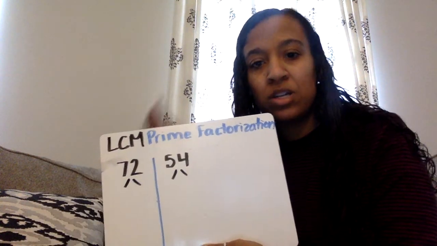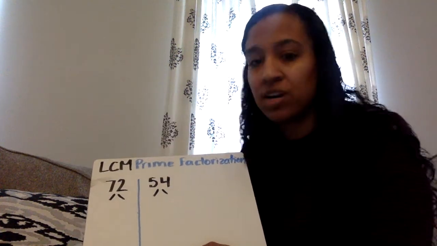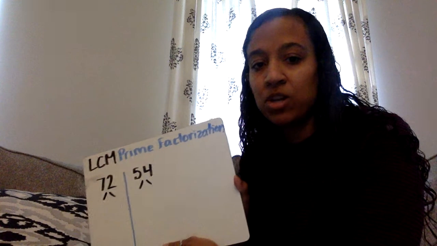All right, so there are a bunch of strategies to find the least common multiple. Today we're going to use prime factorization. So we start with the two numbers that we're trying to find the least common multiple. We're trying to find the least common multiple of 72 and 54.